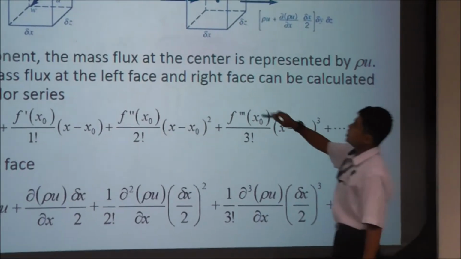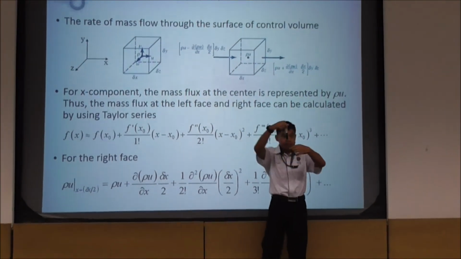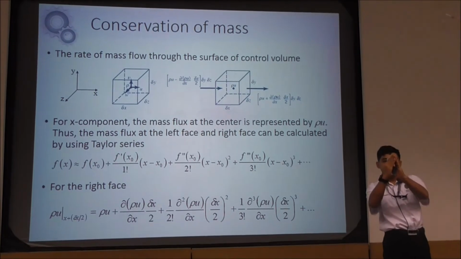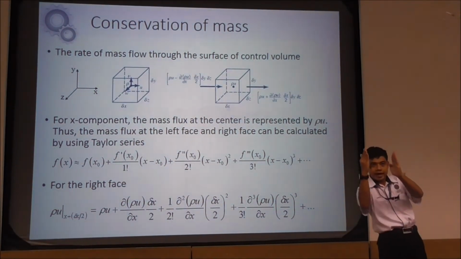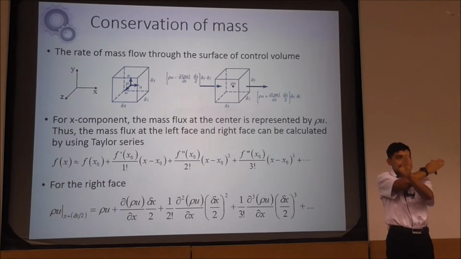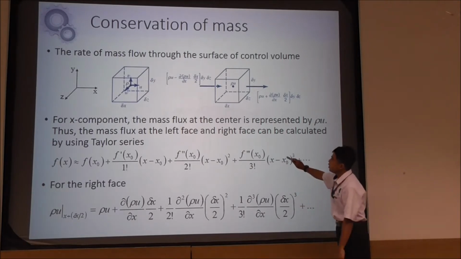So basically this row U is in the middle. So you need to know the value on the side before and on the side after. So that's why we are using this Taylor series.